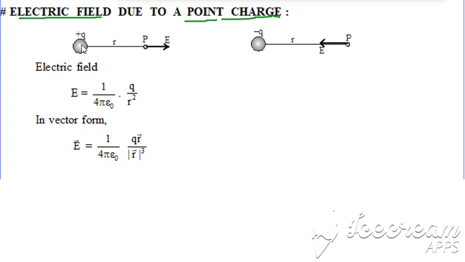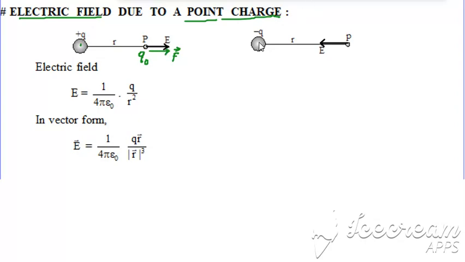Let's say this is plus q charge. Its size is ignorable, and at a distance r from here at point P, if we placed a positive test charge q naught here, then you will find on this positive charge force will be acting in this direction. Since charge is positive, the direction of force is same as the direction of field, hence the field will also be in the direction of force, that means radially away.